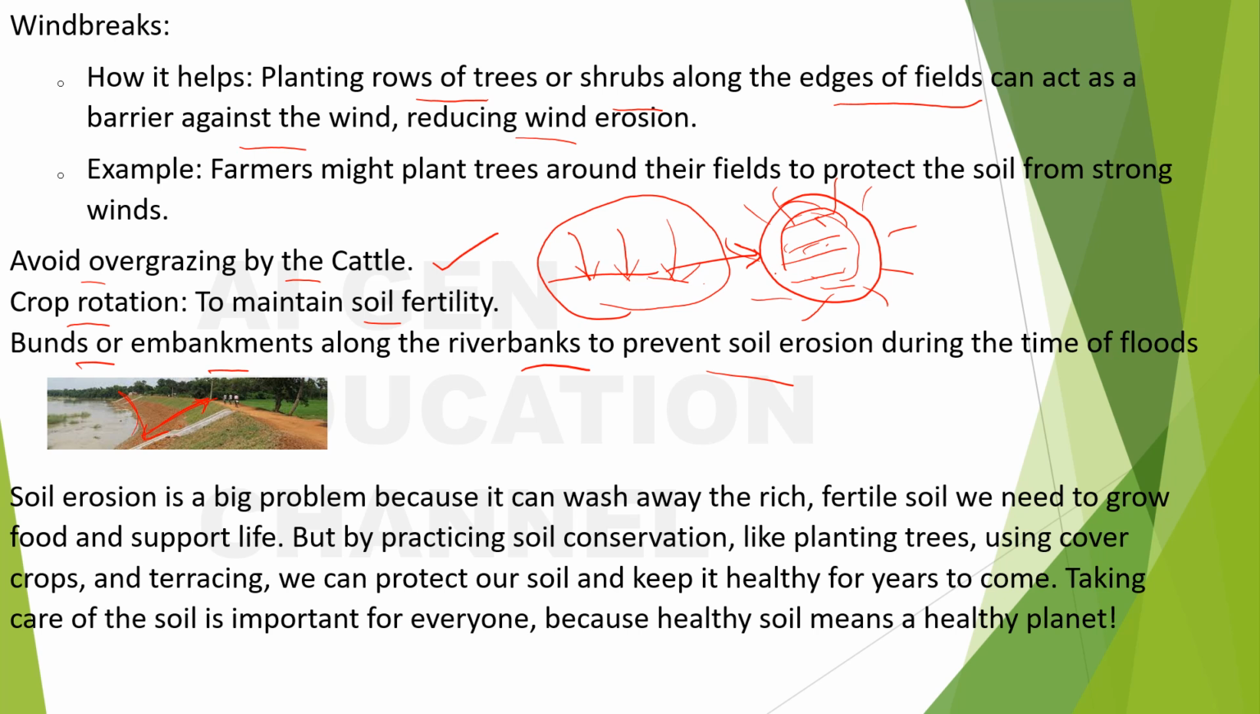Soil erosion is a big problem because it can wash away the rich, fertile soil we need to grow food and support life. But by practicing soil conservation, like planting trees, using cover crops and terracing, we can protect our soil and keep it healthy for years to come. Taking care of the soil is important for everyone because healthy soil means a healthy planet. So now you understood how important it is to protect the soil, right? Soil conservation techniques are so important. And in higher classes you will learn more about it.